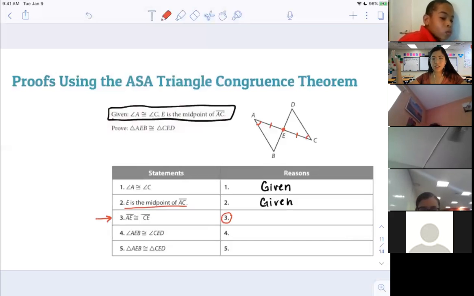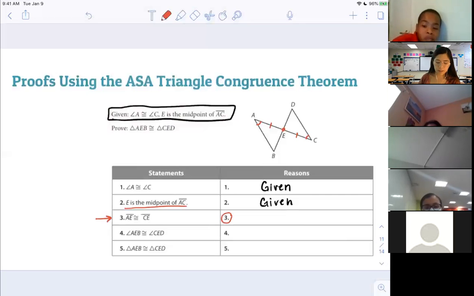What definition, you guys didn't come up with that out of nowhere. What definition tells us that? What definition tells us that I can make AE congruent to CE?